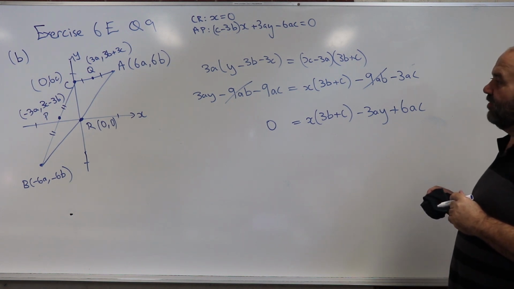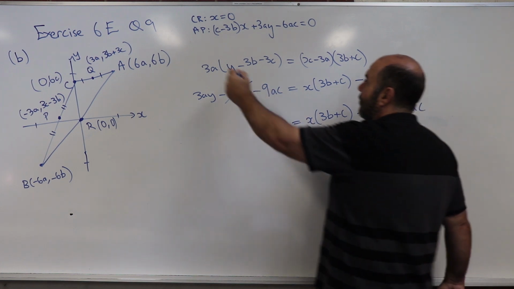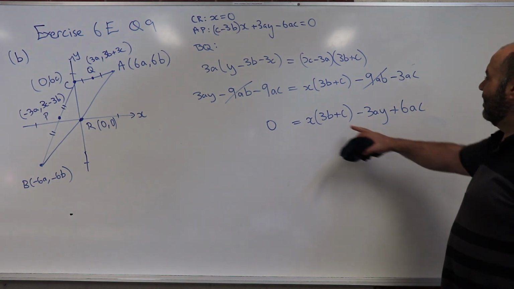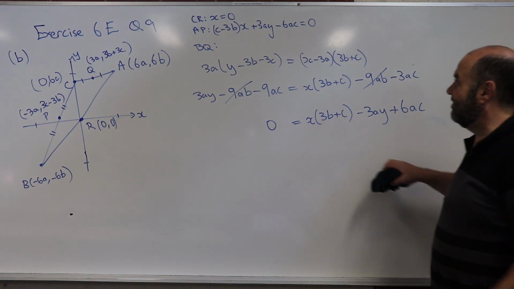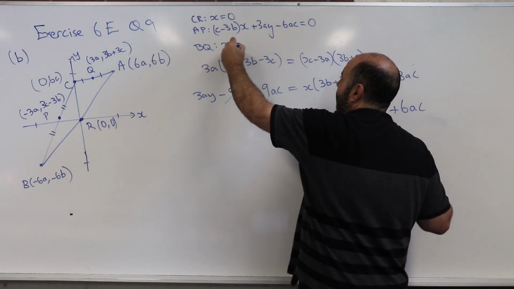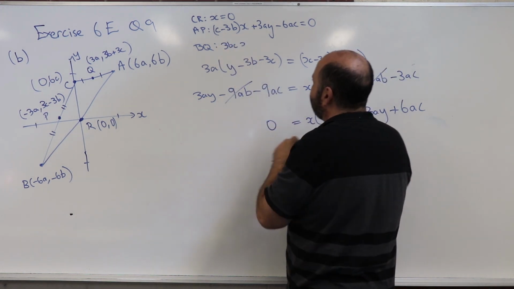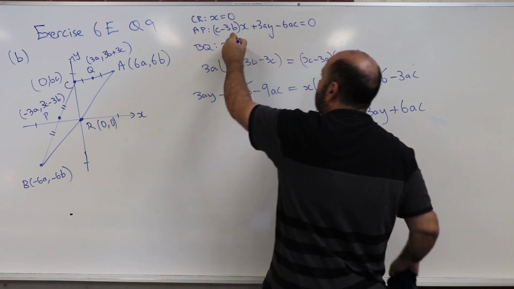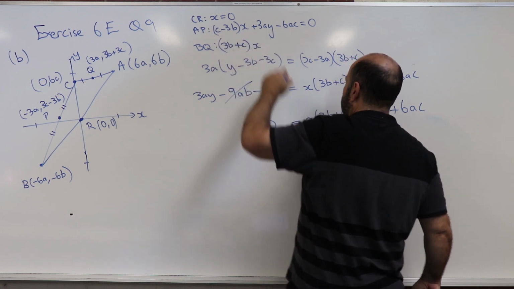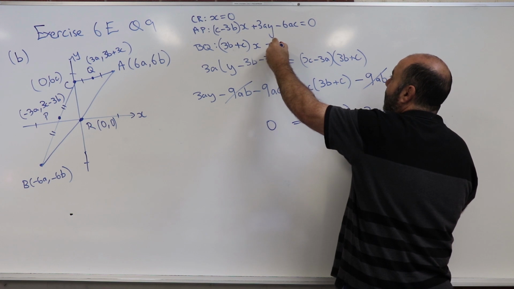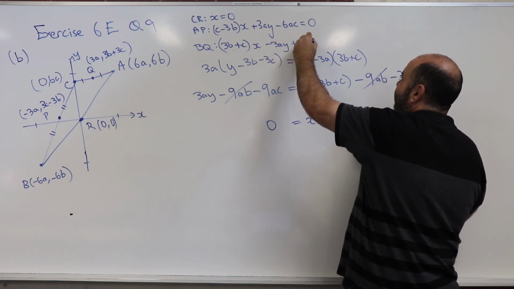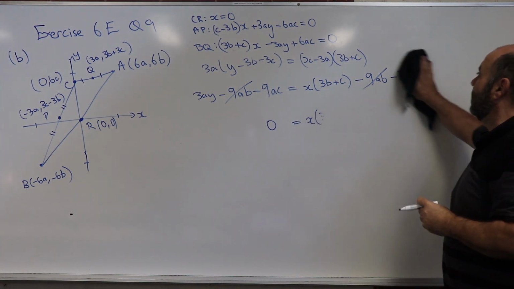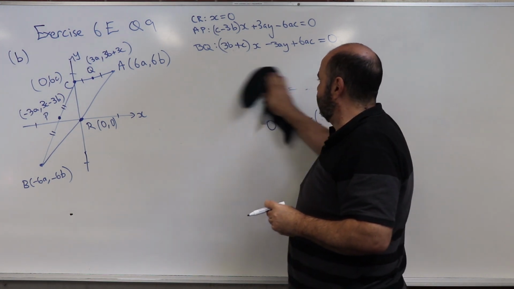Okay. So in other words, the equation of BQ, I can now write up here in my collection of equations as 3b plus c x, my apologies, minus 3ay plus 6ac equals 0. Okay, so I've got the equations of my three medians.